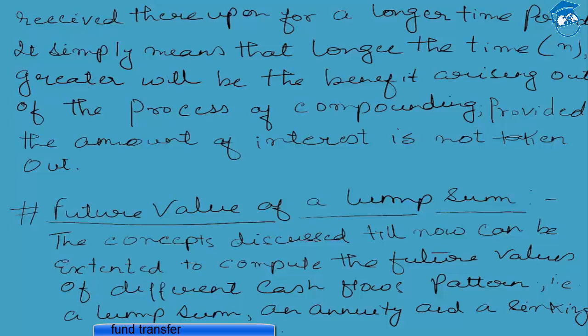So the future value of a lump sum, the concept discussed till now, can be extended to compute the future value of different cash flow patterns, that is the lump sum, an annuity and a sinking fund transfer. I've already discussed that the basic concepts remain the same, but the same concept can be used, because we all know that the cash flow pattern for any company is not always the same. Sometimes there may be lump sum payments or receipts, sometimes fragmented payments or receipts, sometimes uneven cash flow patterns, sometimes annuities, sometimes sinking fund transfers. We shall be taking up each kind of cash flow in detail as we proceed. But till now, one thing is for sure, that whatever concept we have tried to develop, whatever structure we have tried to build, it is the structure upon which all the further concepts lie.